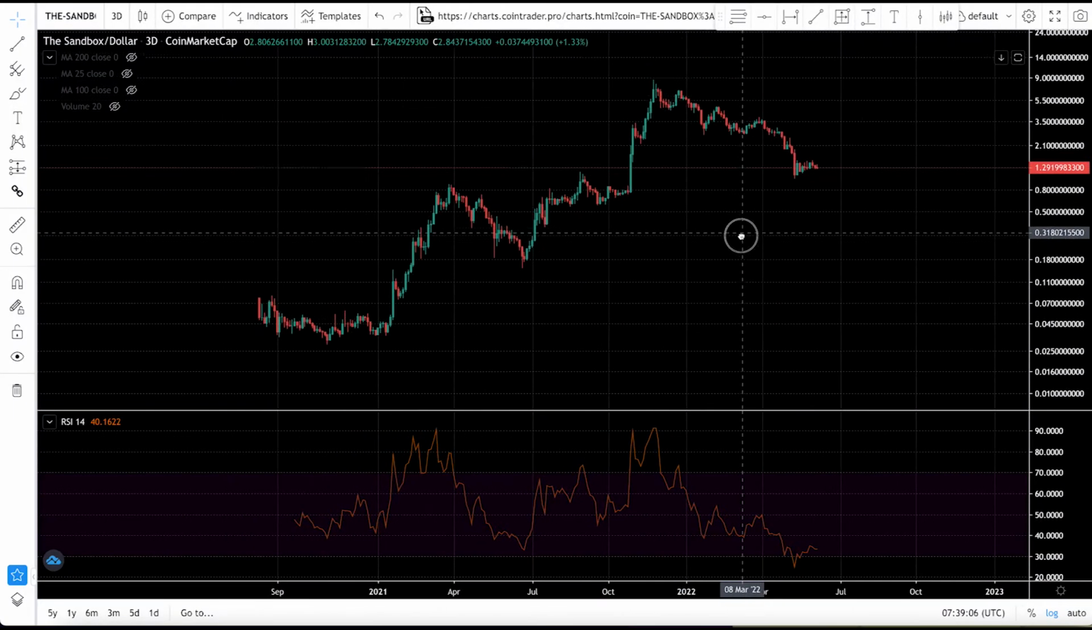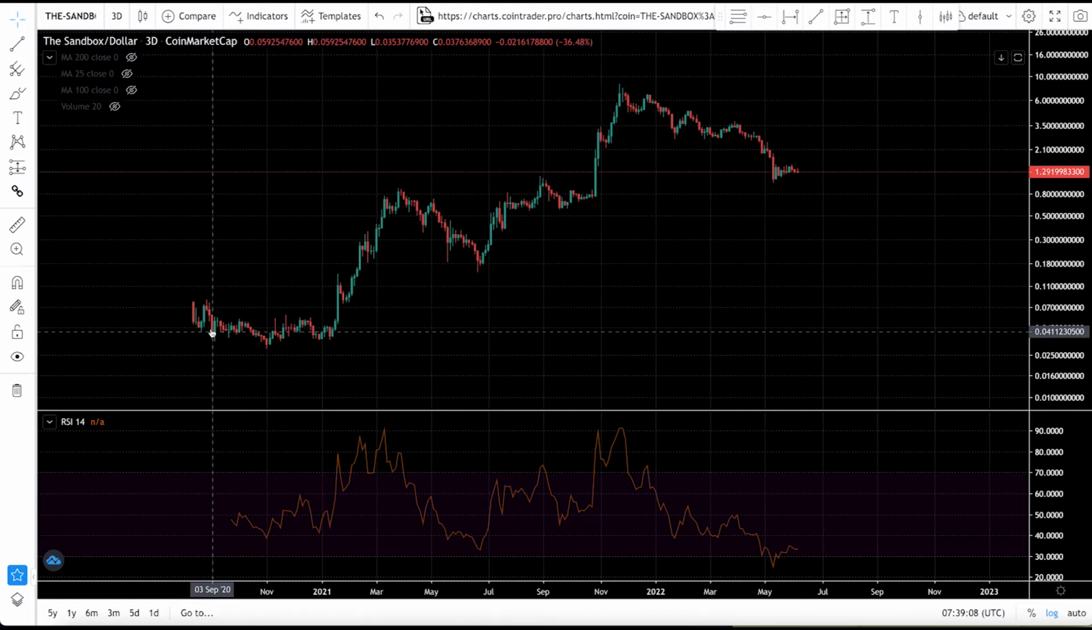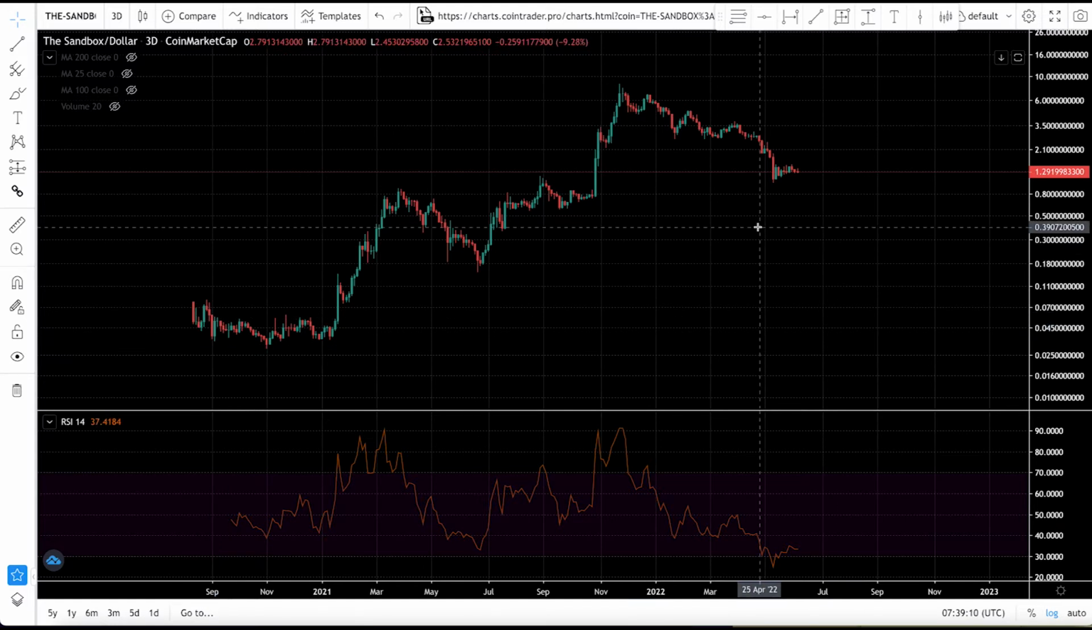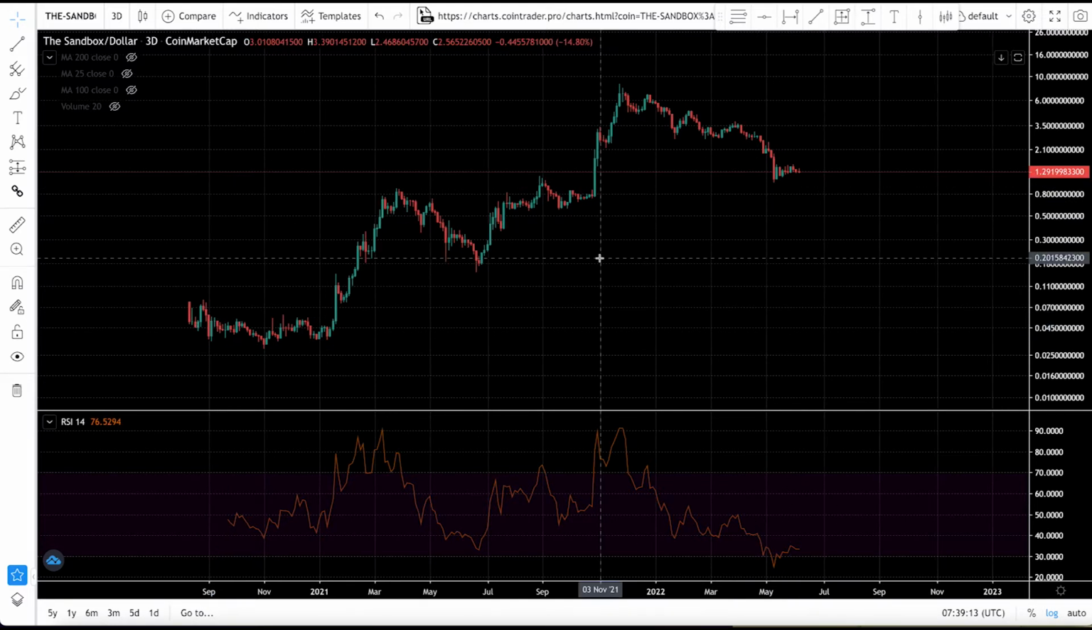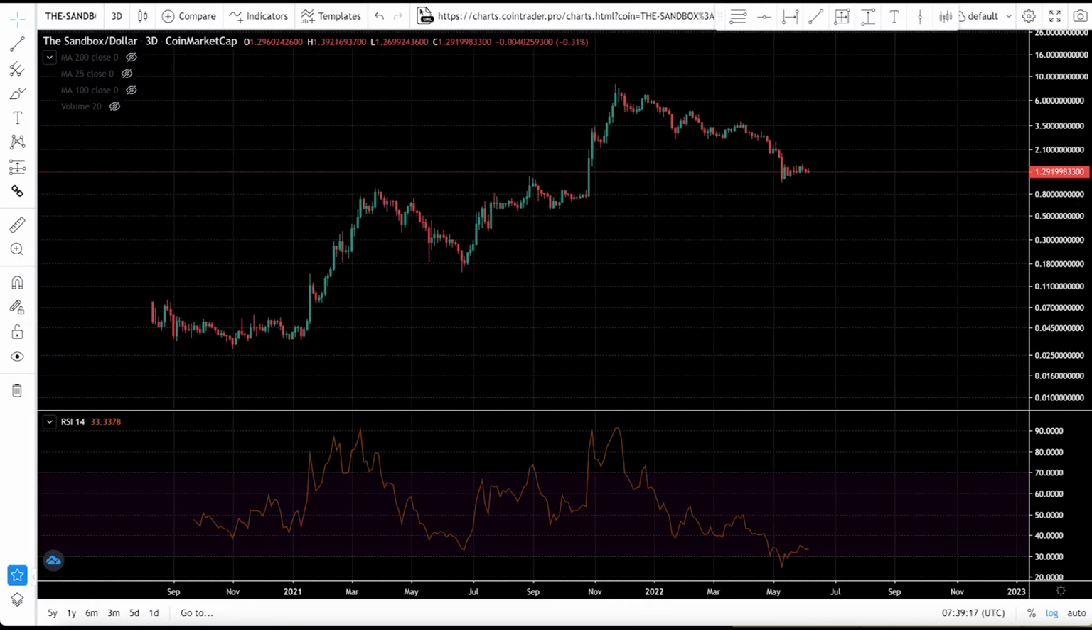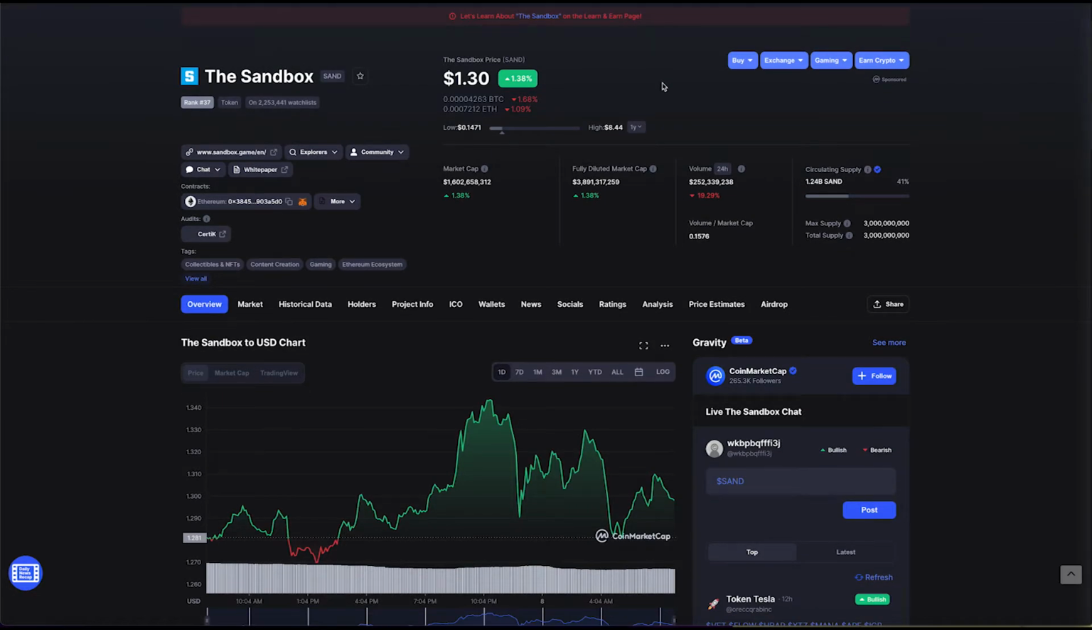Guys, this is a Sandbox US dollar price chart. We're taking a look at it. Sandbox from 2020 August till 2022. So Sandbox is a very new coin. It just has 2-year price history. Before we look at the US dollar price chart of Sandbox, let's look at some few technical details on Sandbox.